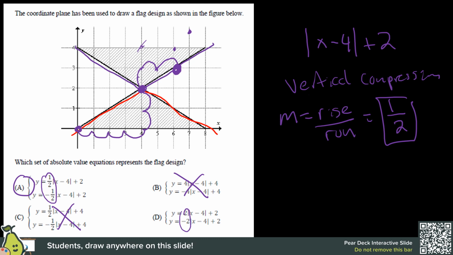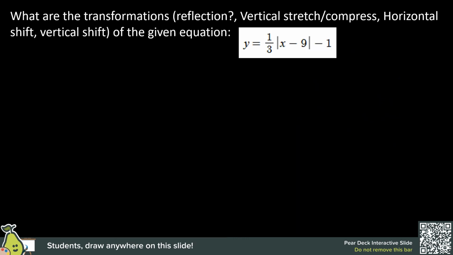All right, so let's go ahead and move on to yours. What I want you to do here is identify the transformations for this vertical function. Are there any reflections? Is there a vertical stretch or compression? If so, what is it? What are the horizontal shifts and what are the vertical shifts? So just give me the properties and transformations of this absolute value function.